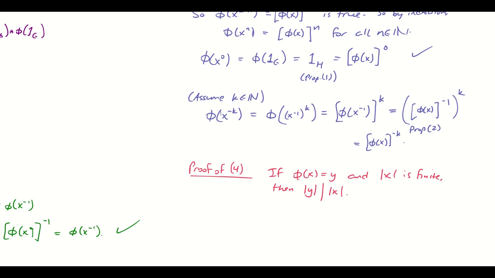For this, one thing that you might remember about orders is that one way we can establish that this divisibility statement is true is to show that y raised to this power is the identity. Because we have this old theorem that says if y to the k is the identity, in this case the identity of H, then the order of y has to divide k. So that's going to be our game plan.